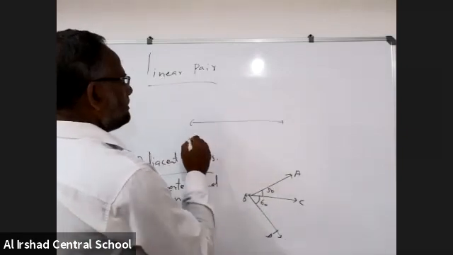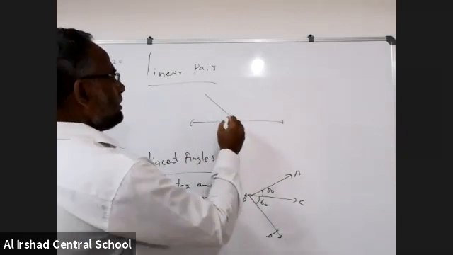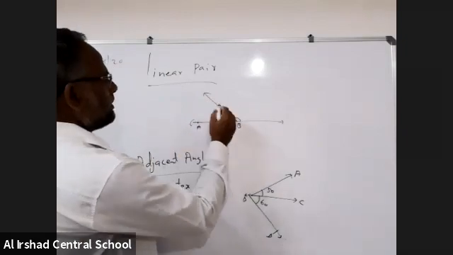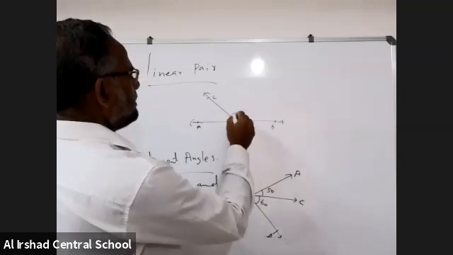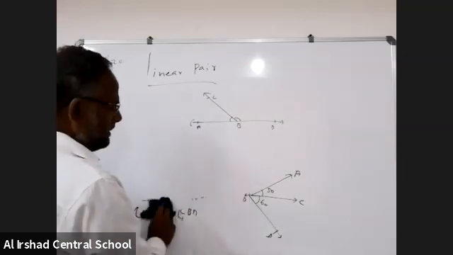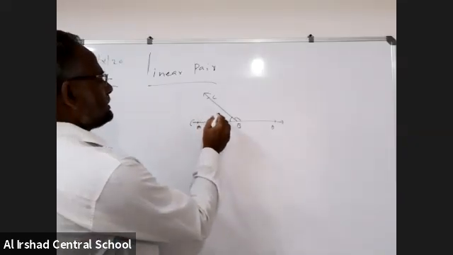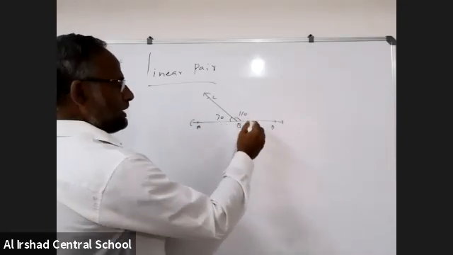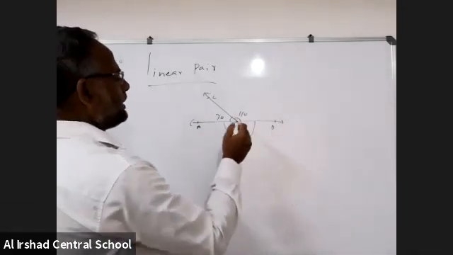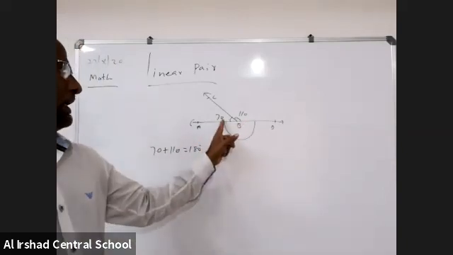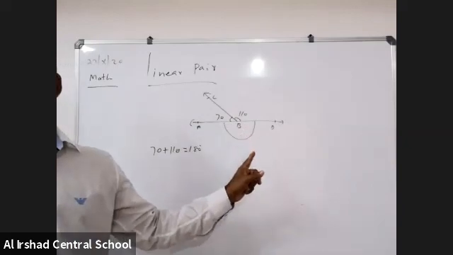Listen here. Do you think these both angles are adjacent angles? ABC and CBD. Are angle ABC and angle CBD adjacent? Yes. Okay. Now, suppose this is 70 degree and this is 110 degree. You know it is a straight angle, correct? This is 180 degree. 70 plus 110, that means 180 degree. When the sum of two adjacent angles is 180 degree, they are called linear pair. That's linear pair.